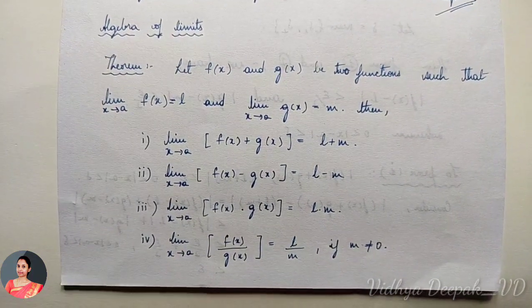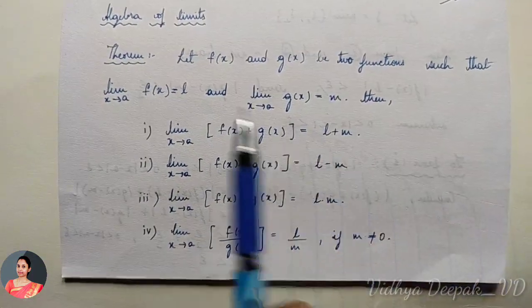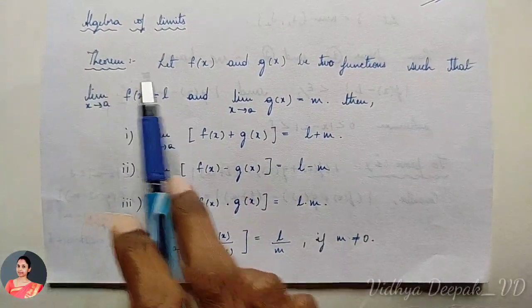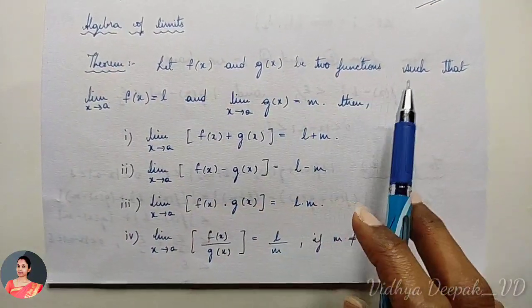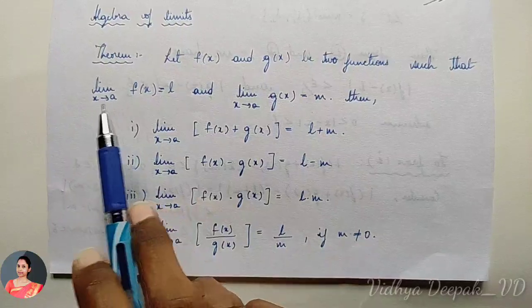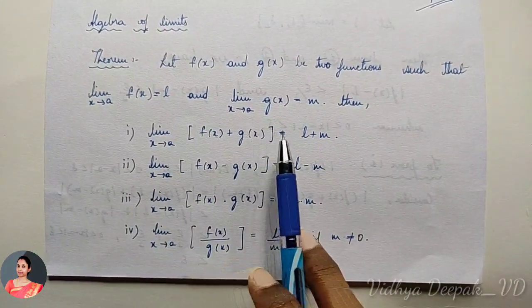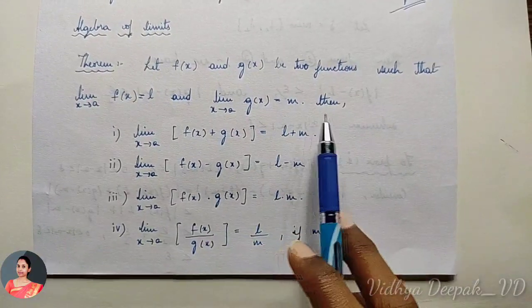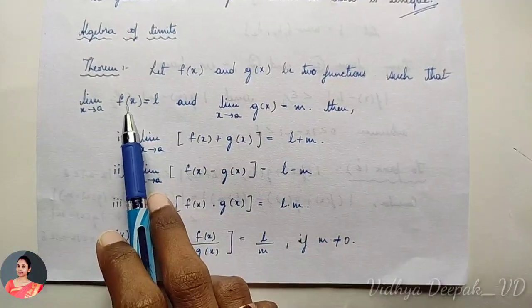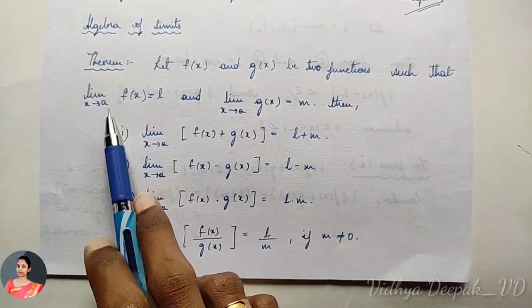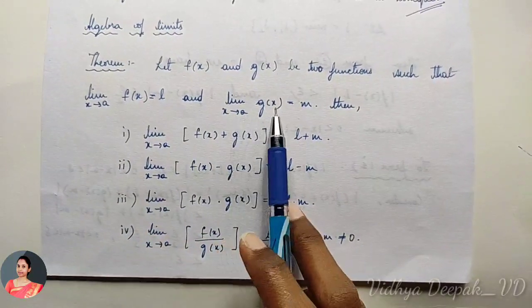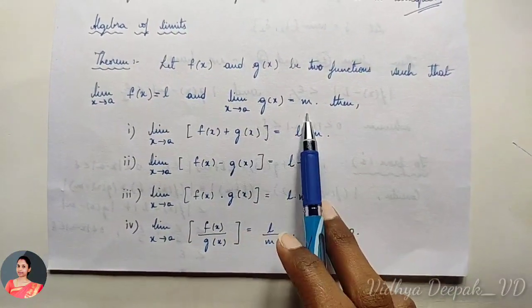Hello everyone, today let's see what is algebra of limits. So we'll understand this concept using a theorem. Let f of x and g of x be two functions such that limit x tends to a, f of x is equal to L, and limit x tends to a, g of x is equal to M. That's nothing but the limit of function f of x as x tends to a is L, and the limit of function g of x as x tends to a is M.